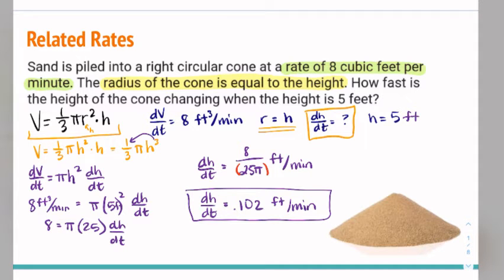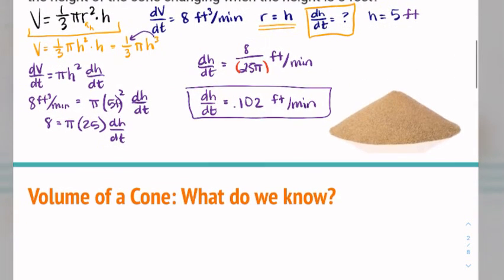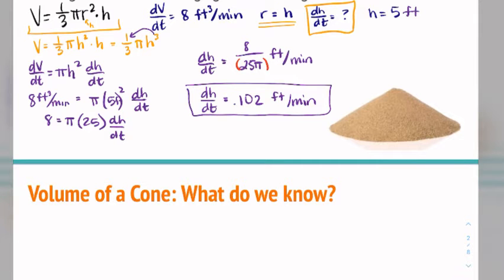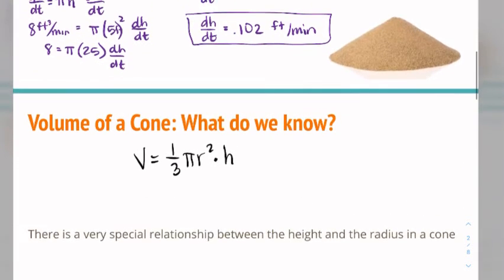There you go. Okay. So what do we know? We know that the volume of a cone is always going to be equal to 1/3 pi r squared times the height. Okay. That's always going to be our formula for the volume of a cone.